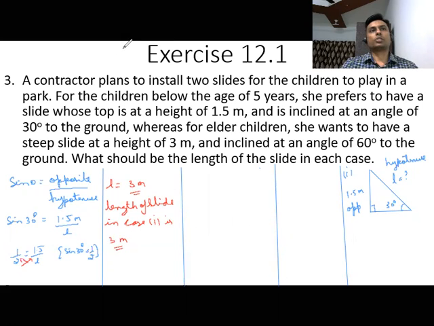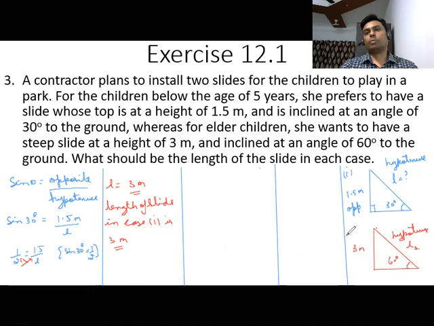Now we will go to case 2. Case 2, same thing, but different measurements. So the slide height is changed and angle is changed. What is the height now? Height is 3 meters and angle is 60 degrees. Again, you need to find the hypotenuse. So we'll call it as L2. You need to find the hypotenuse.